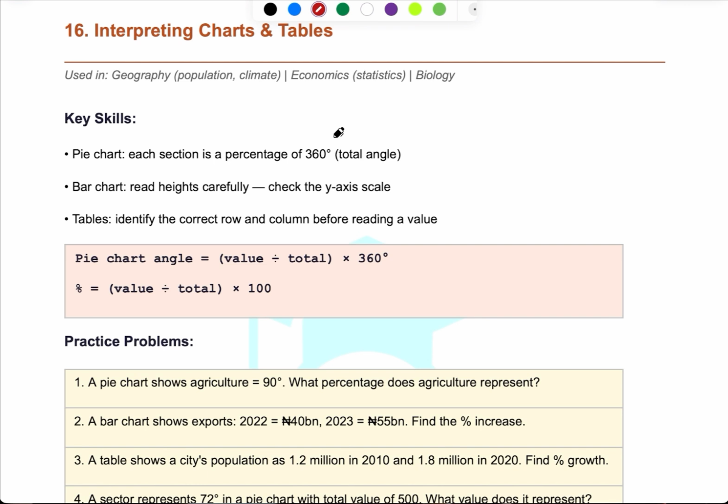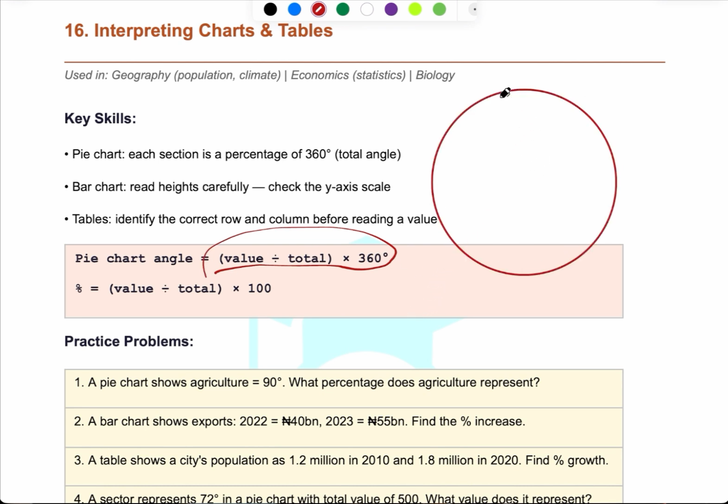Let's move on to topic 16, interpreting charts and tables. For interpreting charts, we have pie charts, bar charts, and tables. You need to be able to identify row and column correctly. Now for pie chart, this is how it works. Whatever value is there, divided by total, times 360 degrees.